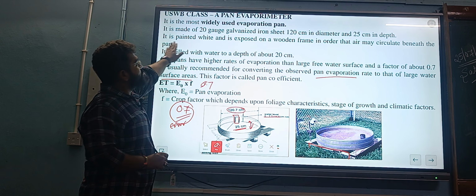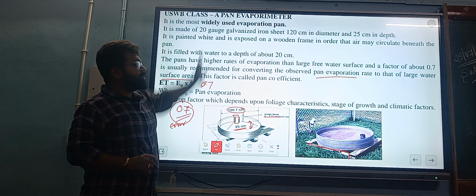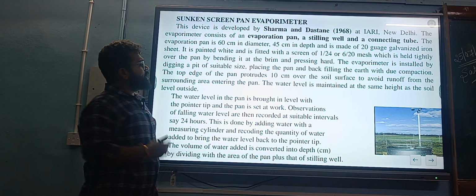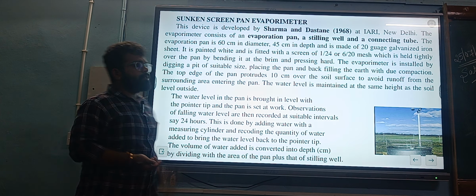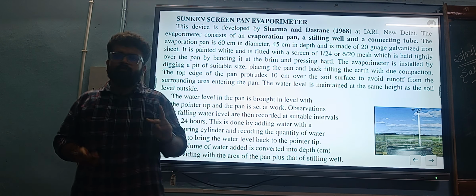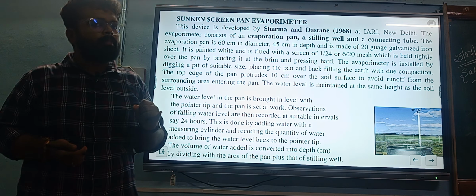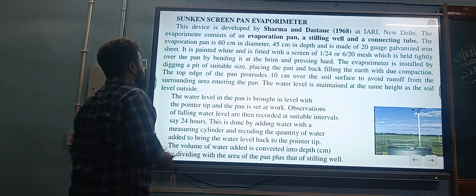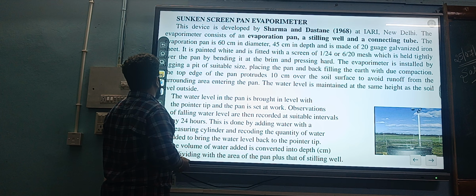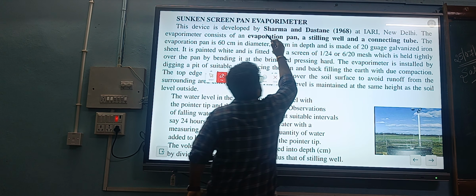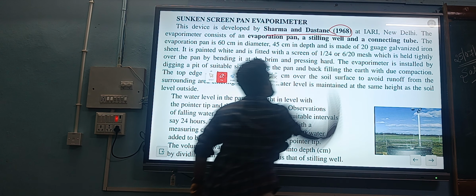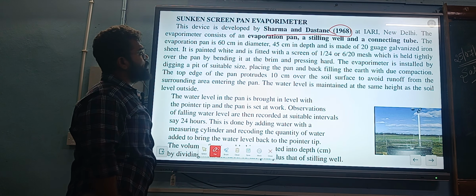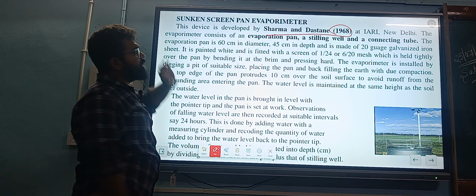It is made from 20 gauge galvanized iron sheet. The next one is the sunken screen pan evaporator. There are two types of pan evaporator: one is the class A open pan evaporator, and the second is the sunken screen open pan evaporator, which was given by Sharma and Dastane in the year 1968. They developed the sunken screen open pan evaporator, which is there in IARI, New Delhi.